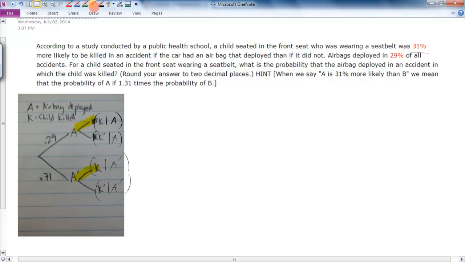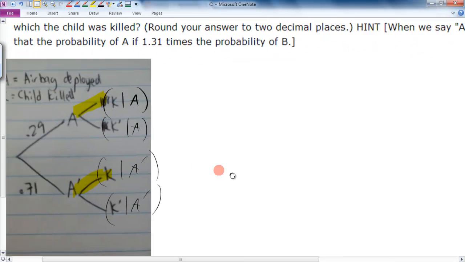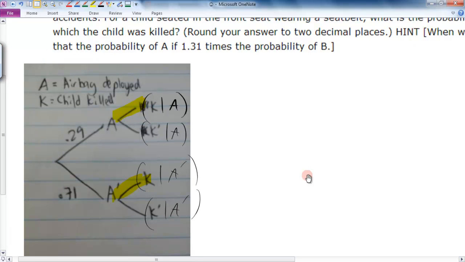And they are saying the probability of a child dying in an accident where an airbag did deploy is 31% more likely than if it didn't deploy. So they're not giving us the actual percentage, they're just giving us a ratio. So this is where the fun begins. We don't know what this is, so we'll just call it X, like we do in math always. So if somebody is 31% more likely, that's the 1.31.